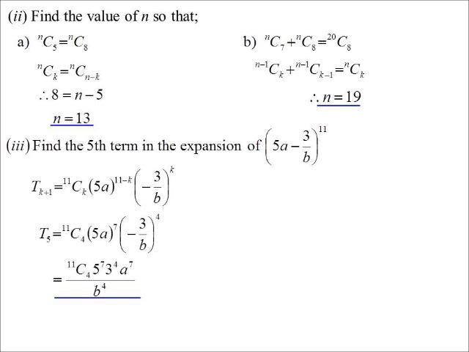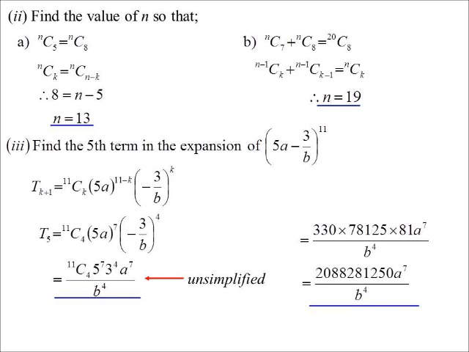A lot of times with these questions, they'll allow you to leave it unsimplified, because 11C4, 5 to the power of 7, 3 to the power of 4 is quite a large number. So that would be my unsimplified answer. If I did go and work it out, what's 330 times 78,125 times 81? It's, as you can see, a very, very large number. And to be honest, it's not that number I'm all that interested in. It's more what are the powers and things like that.